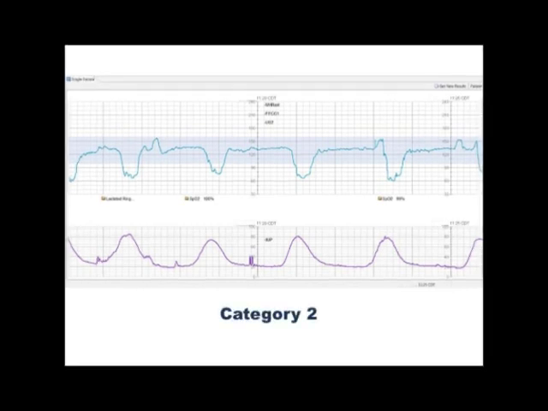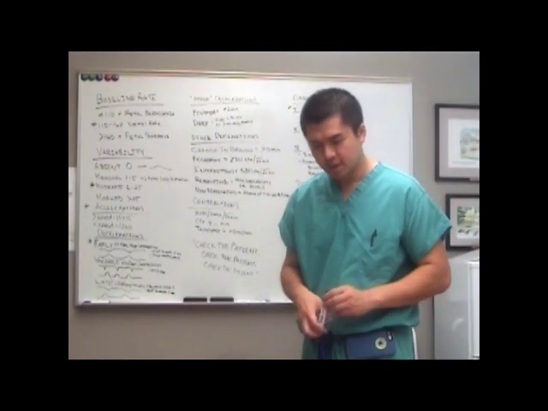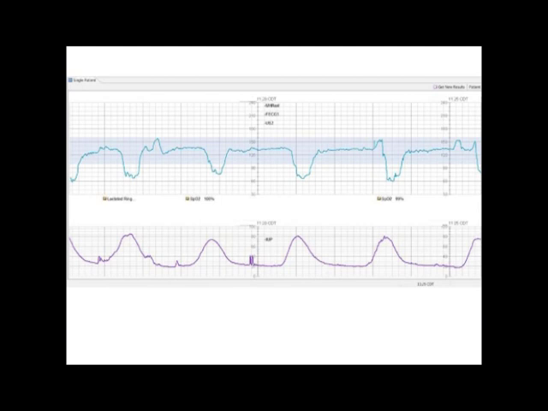Yep, it's category 2. You could have arrived there by knowing that it's category 2, or just knowing that it's not category 1 and not category 3, and by default it's category 2, which is a trash bin diagnosis. So what makes this a category 2?